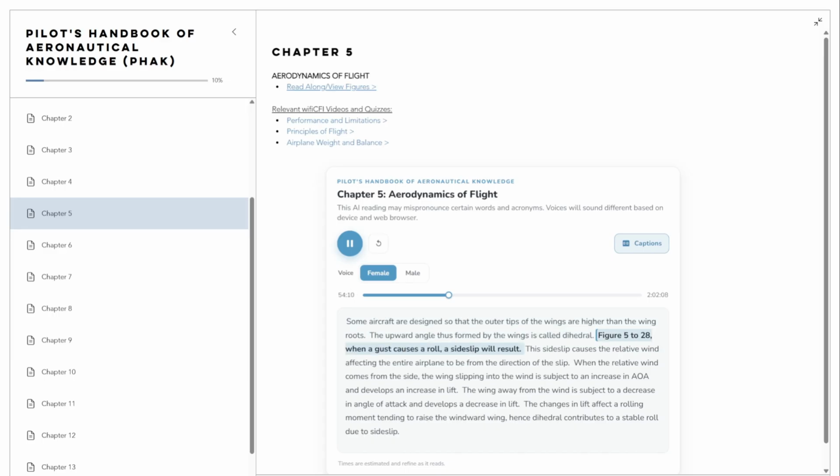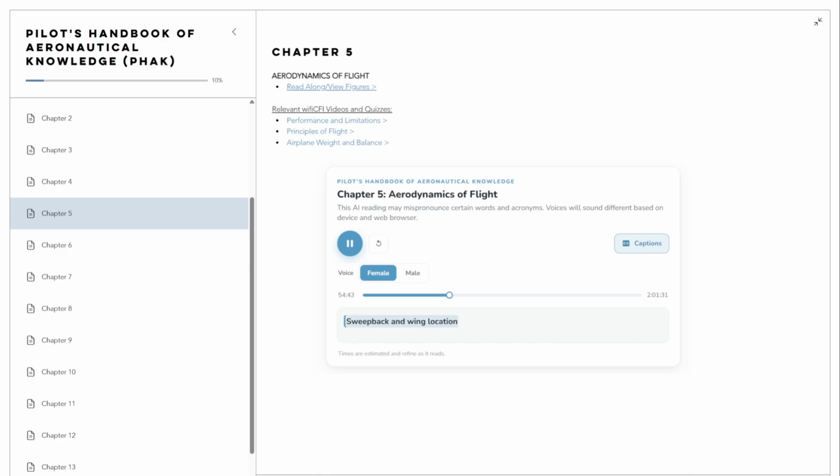Figure 5-28. When a gust causes a roll, a sideslip will result. This sideslip causes the relative wind affecting the entire airplane to be from the direction of the slip. When the relative wind comes from the side, the wing slipping into the wind is subject to an increase in AOA and develops an increase in lift. The wing away from the wind is subject to a decrease in angle of attack and develops a decrease in lift. The changes in lift effect a rolling moment tending to raise the windward wing, hence dihedral contributes to a stable roll due to sideslip.